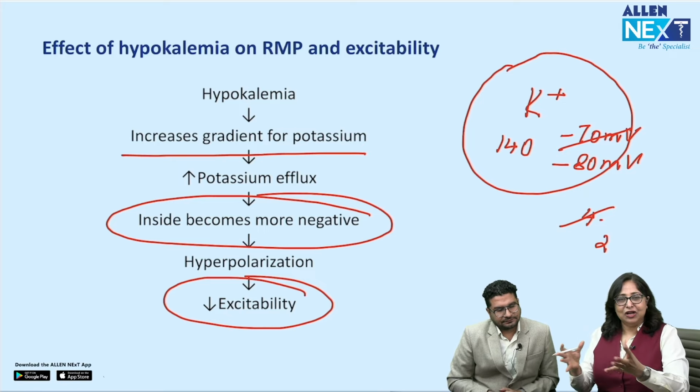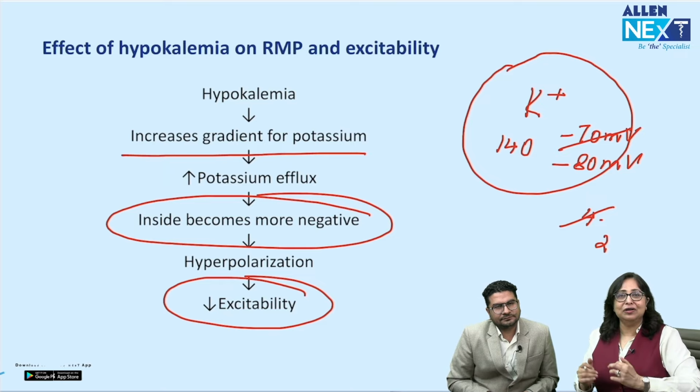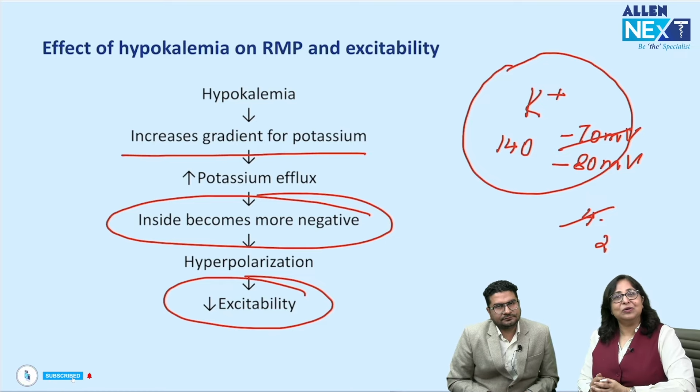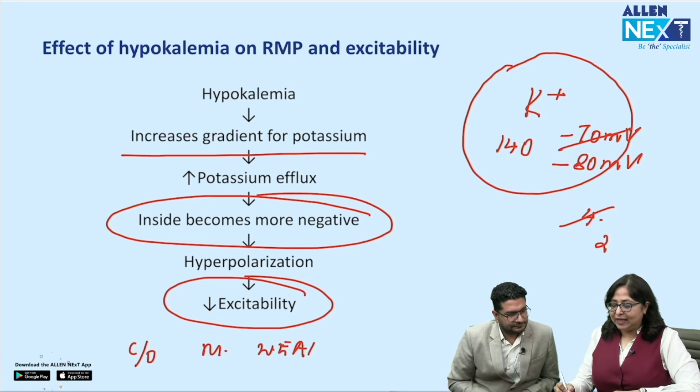Neurons and muscles. Neurons and muscles in hypokalemia are hyperpolarized, with reduced excitability. What is the patient going to complain of? The patient is going to complain of muscle weakness.